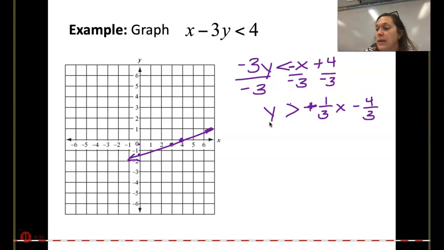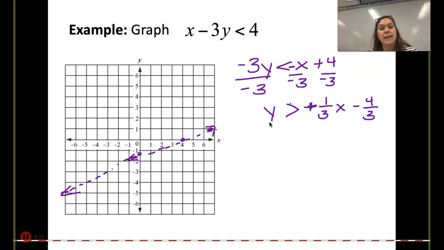Oh, and I already made another mistake. What should I have done? Made it a dotted line, because we do not have the equals to. Okay, don't make this many mistakes, or make those mistakes, but then make sure you fix your mistakes. All right, so here's my line. Looking good. I'm going to dot it all the way across. There we go. So we've graphed the line.